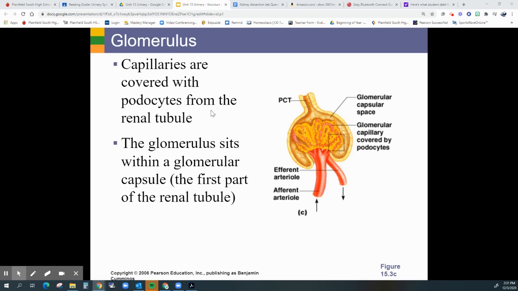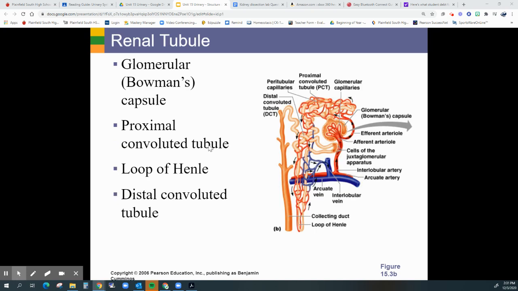The capillaries coming in have what are called podocytes, so these little extensions that reach out from them. And then the glomerulus sits within this capsule. So this whole structure right here is the glomerular capsule, and the glomerulus is just this capillary bed within it. Leading away from that then is the renal tubule. So the glomerular capsule, sometimes referred to as the Bowman's capsule, is that portion that sits over the capillary bed. And then we have what's called the proximal convoluted tubule.